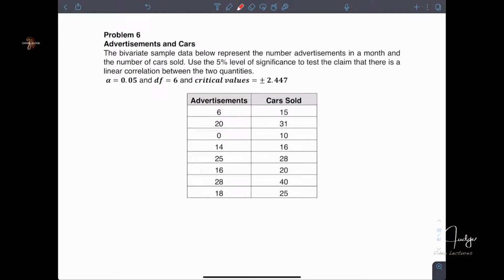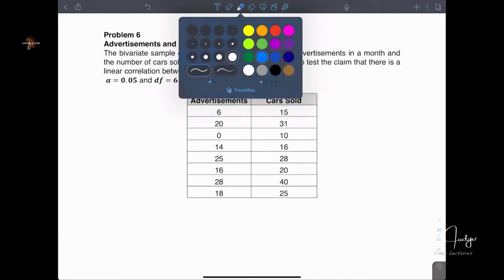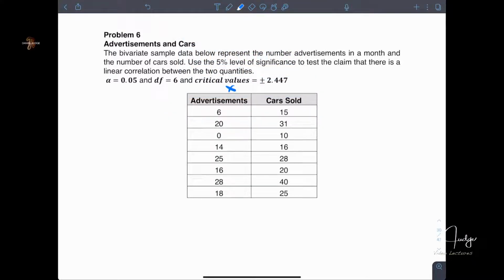So this is advertisements in cars, and it says the bivariate sample data below represents the number of advertisements in a month. So this is in theory what you can control. This is your independent variable: number of advertisements in a month.